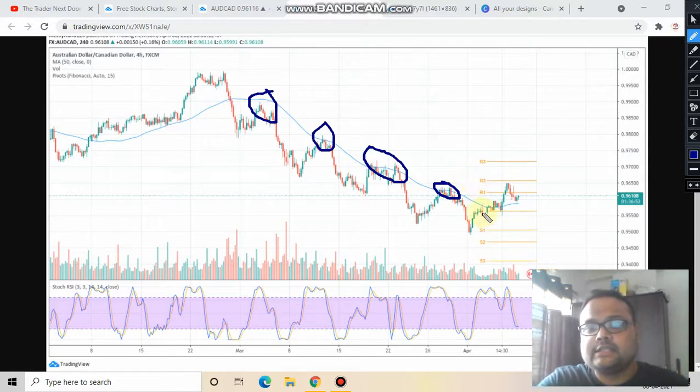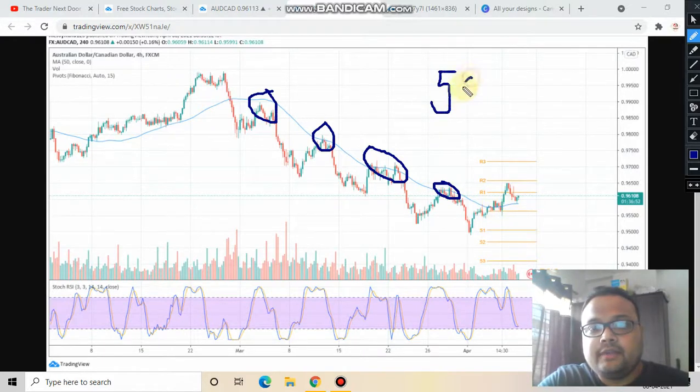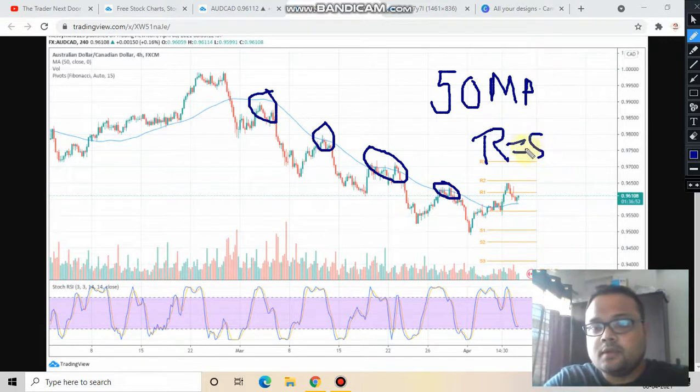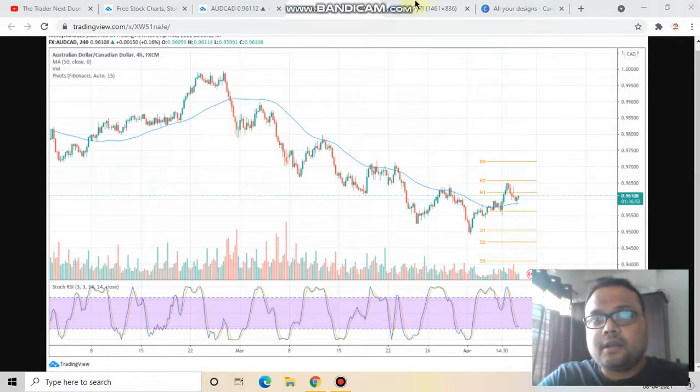Okay, but right now you can see that the same market is trading above the 50 moving average. So it was the 50 moving average, okay, the 50 moving average was the resistance for the market. But now the same 50 moving average is acting as a support for the market, which means that the resistance has become the support now. And this thing happened because of this.